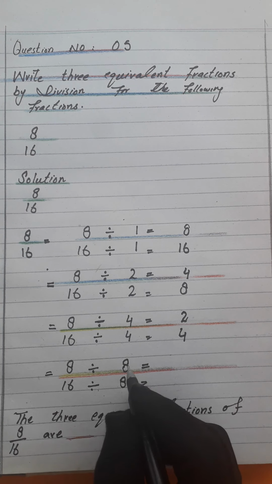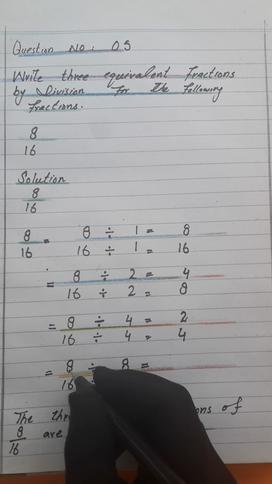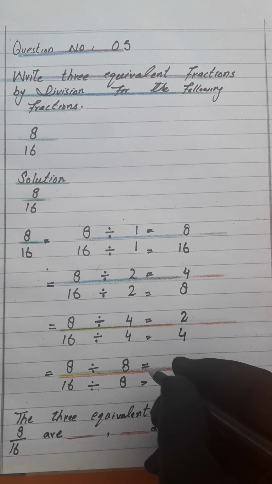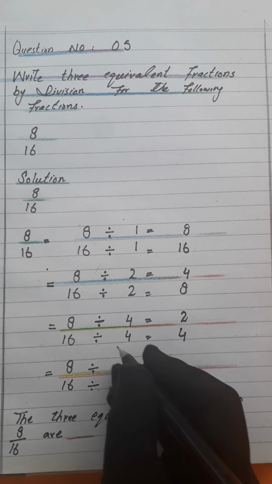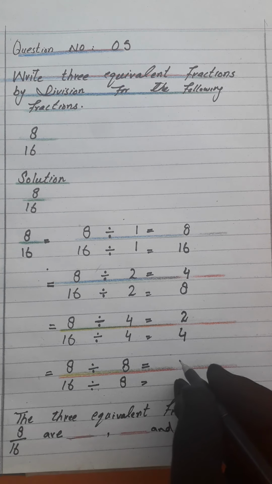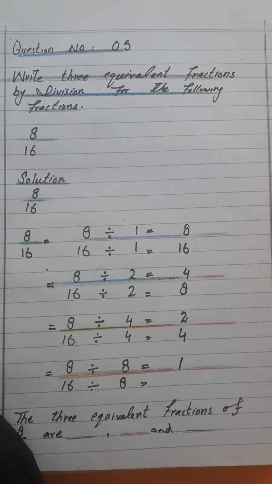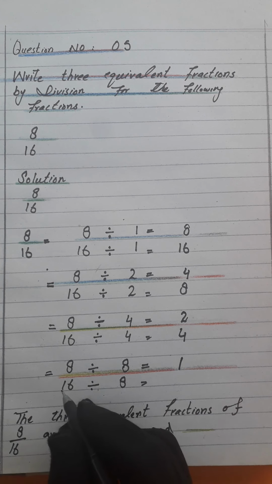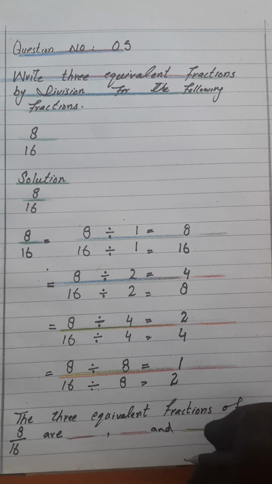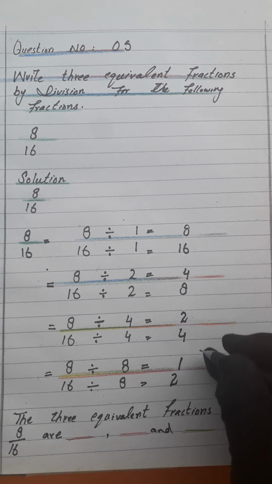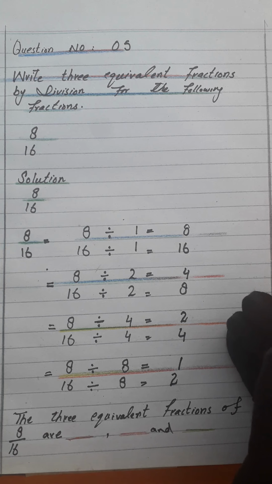Okay, if you people select table of 5, it is not present in 5. If you people select table of 6, 8 and 16 are not present in table of 6, just the same. So we move towards table of 8. When we divide 8 by 8, we get 1. 8 ones are 8. Clear? And when you people read out table of 8 to get 16, 8 twos are 16. Clear? So these three are the equivalent fractions of 8 over 16 by division method.